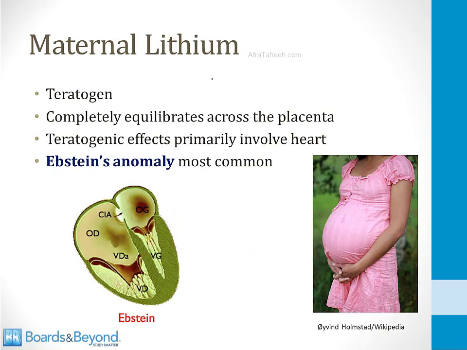Lithium is a drug that is used to treat a number of psychiatric disorders, and it is dangerous to the baby if mothers take this drug when they're pregnant. Lithium is a teratogen. It completely equilibrates across the placenta, and most of its teratogenic effects involve the heart, and for reasons that are incompletely understood, Ebstein's anomaly is the most common cardiac malformation that occurs in mothers who take lithium. This is very high yield for you to know for step 1 of your boards.